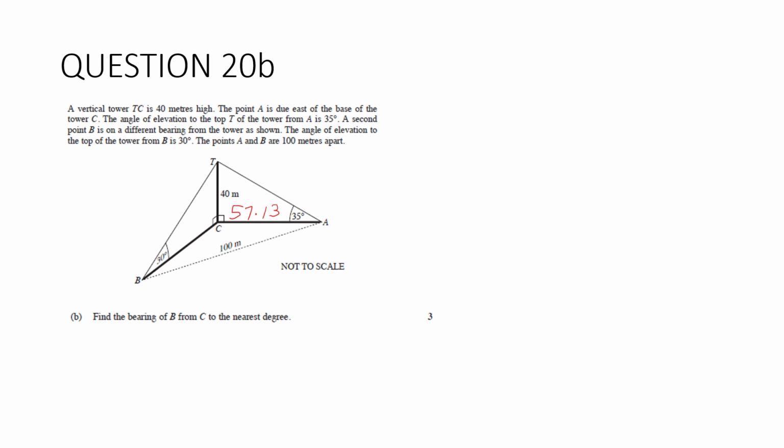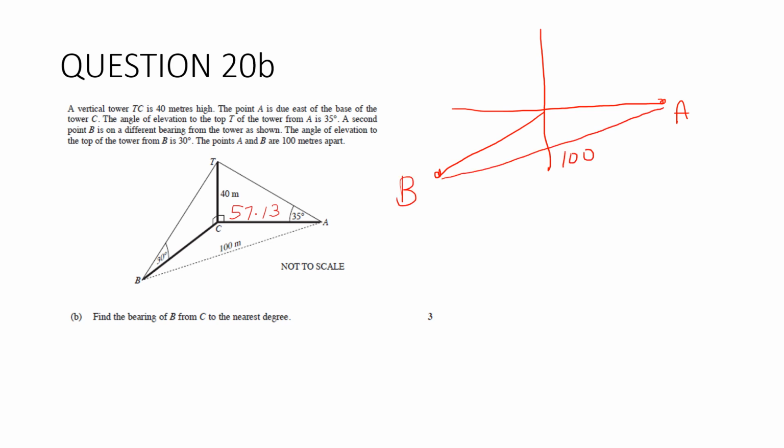Part B, find the bearing of B from C to the nearest degree. Okay, let's draw a bird's eye view of this. We've got A here and B out here. We know the distance between them is 100. We know this length is 57.13, and we want to find this angle and then add 90 to it. We don't have enough information because we don't know this side. So we can do exactly the same thing that we just did, but with this triangle here.